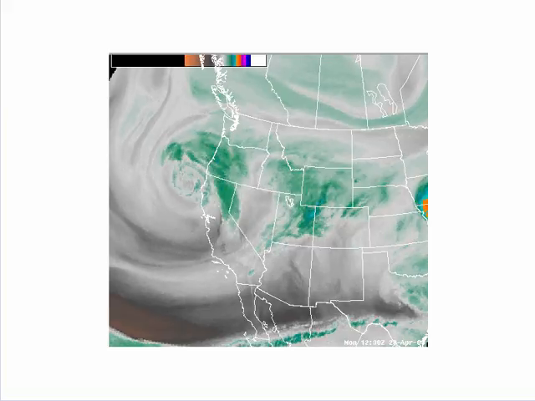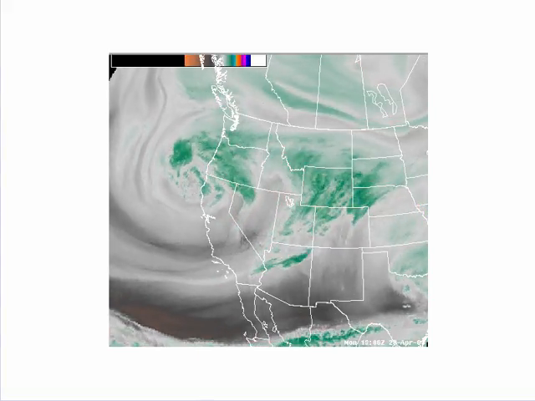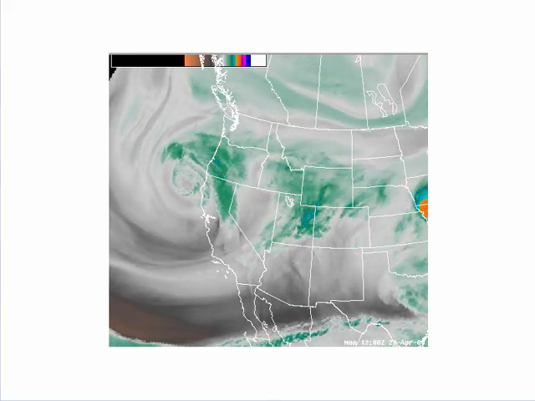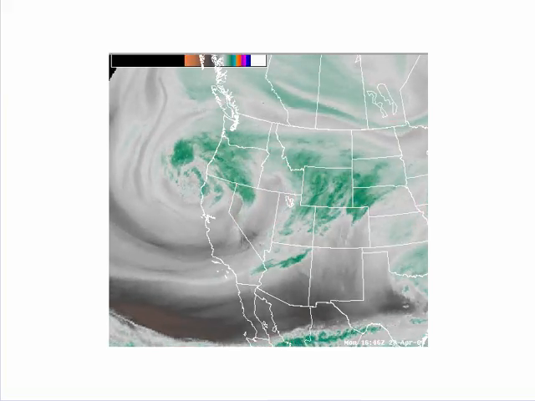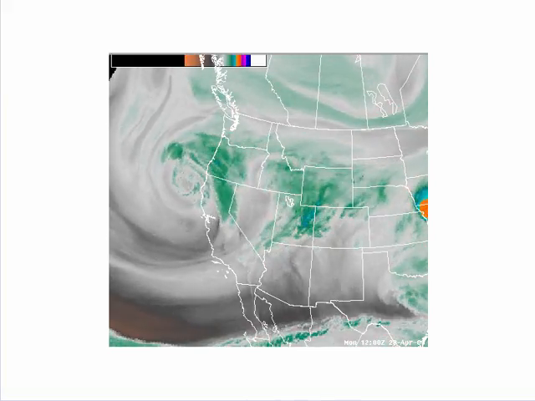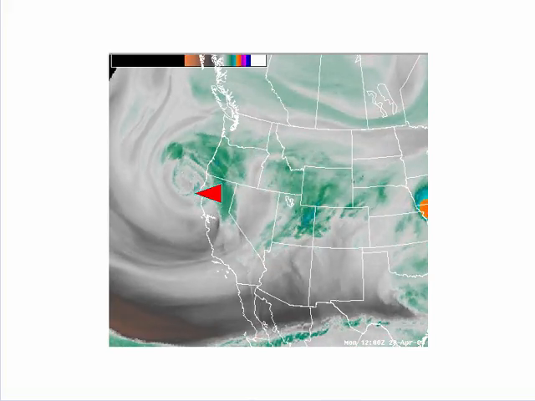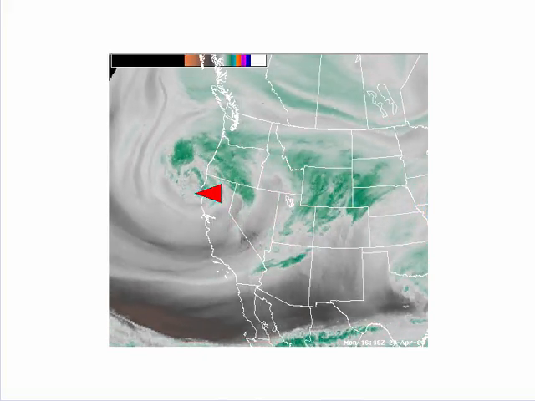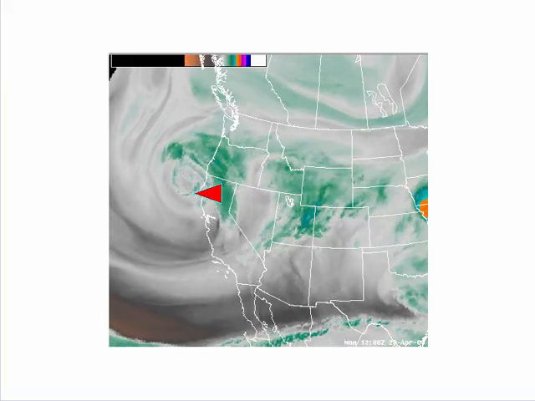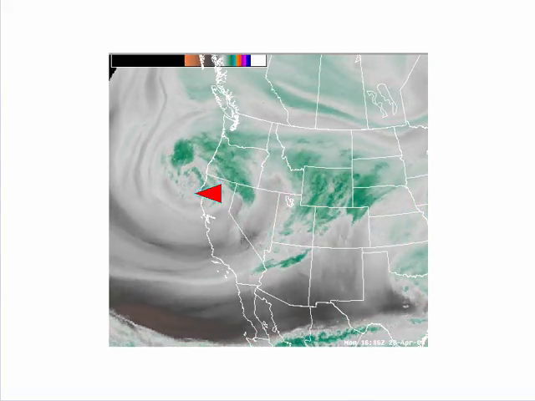This first loop here is a loop of water vapor imagery from 0945 through 1830 UTC on the 28th. And the features to notice, of course, one you can't miss: off the northwestern coast of California, we see a pretty intense closed low, a good extratropical cyclone going there.